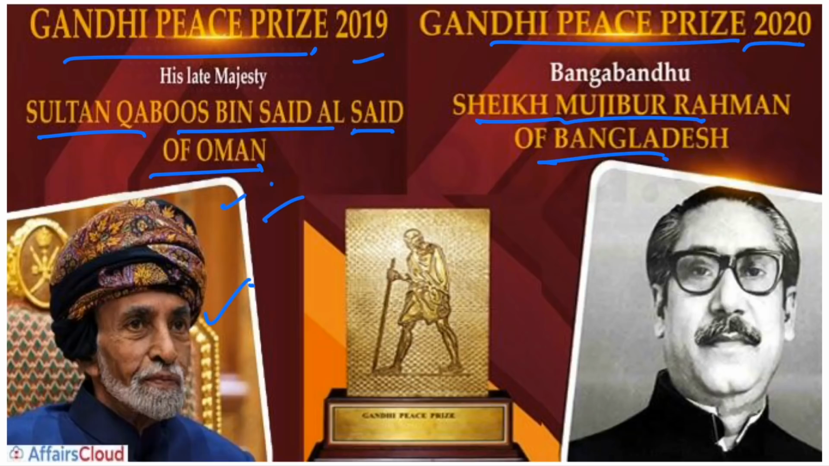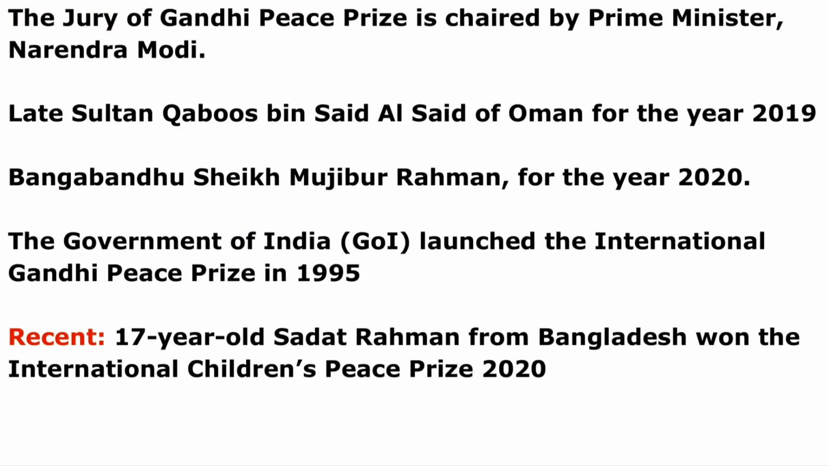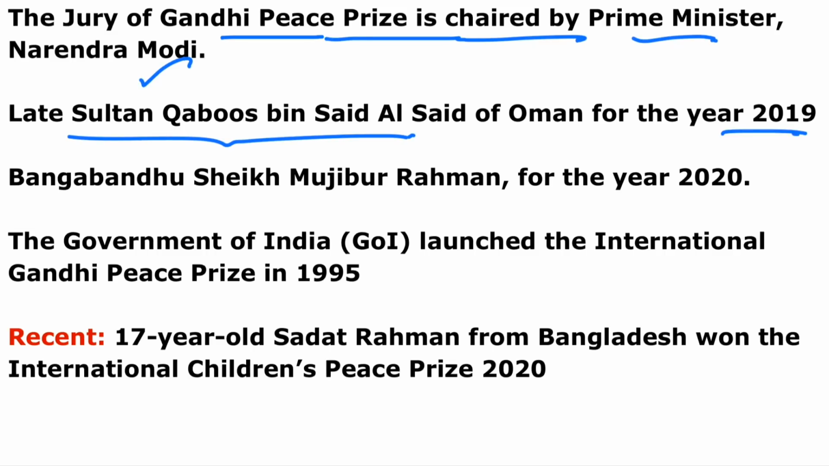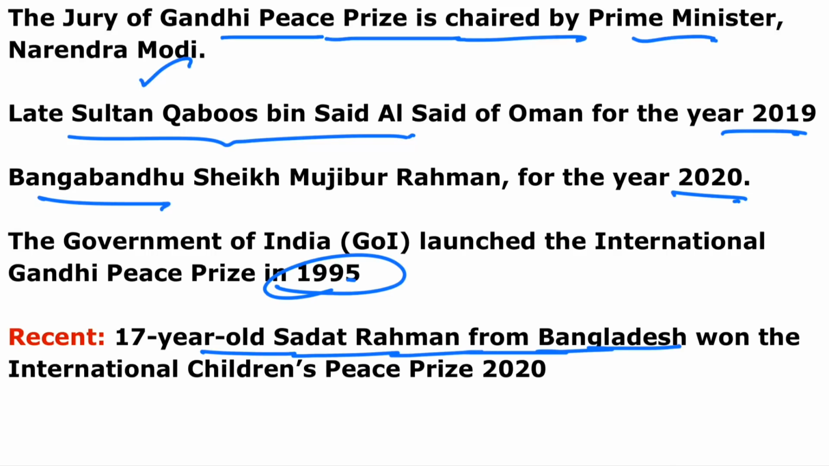So guys, remember, Sultan Qaboos bin Said Al Said. You can see here, the jury of the Gandhi Peace Prize is chaired by Prime Minister Narendra Modi ji, and Sultan Qaboos bin Said won the 2019 prize and Bangabandhu won the 2020 prize. This prize was started in 1995, and recently 17-year-old Sadat Rahman from Bangladesh won the International Children's Peace Prize of 2020. So why did he win this award, the International Children's Peace Prize of 2020?